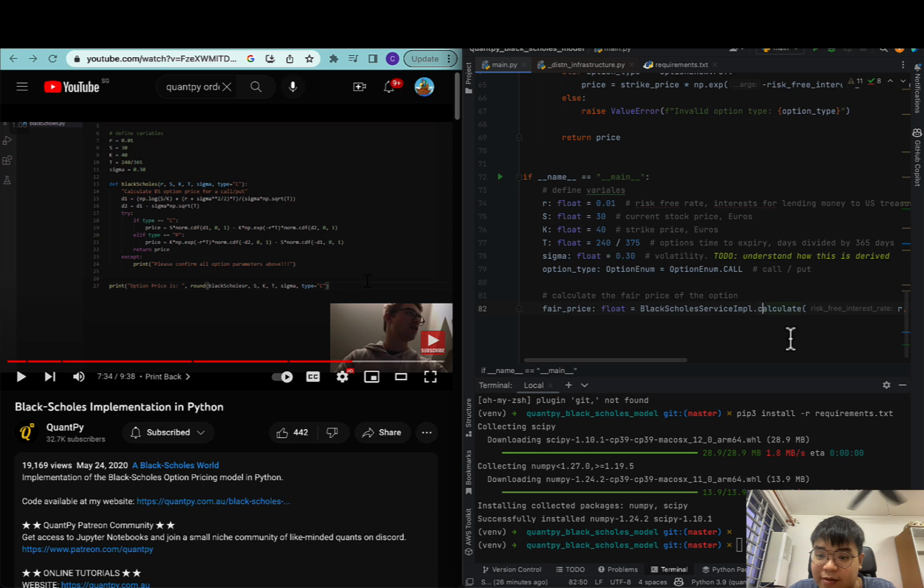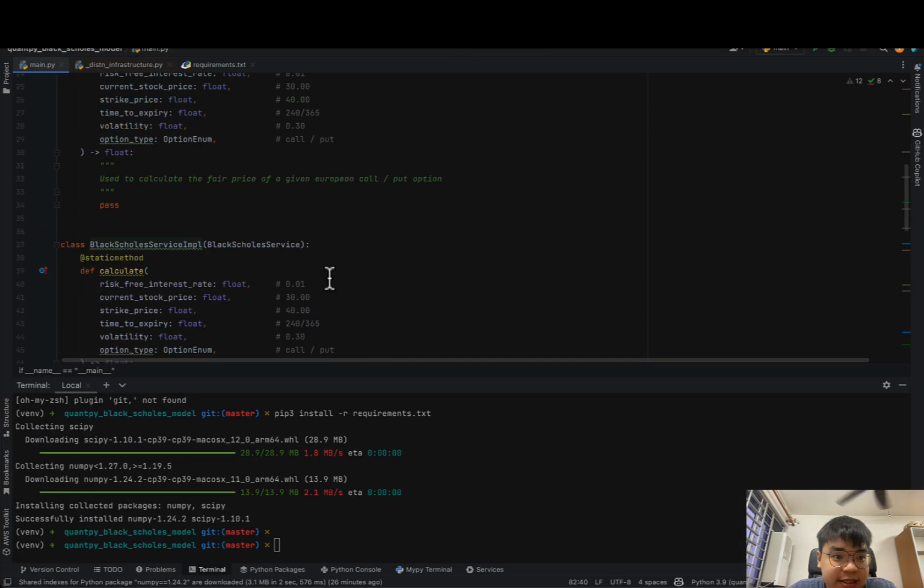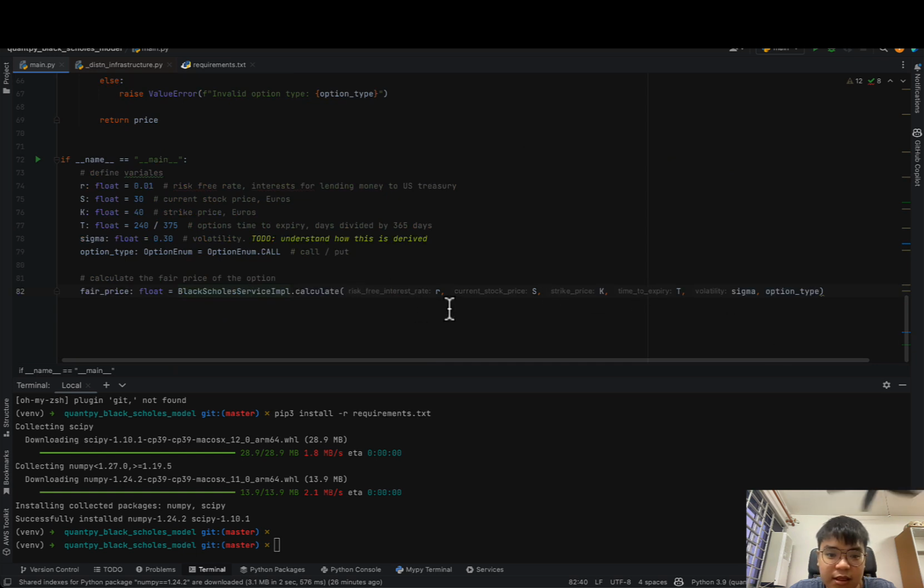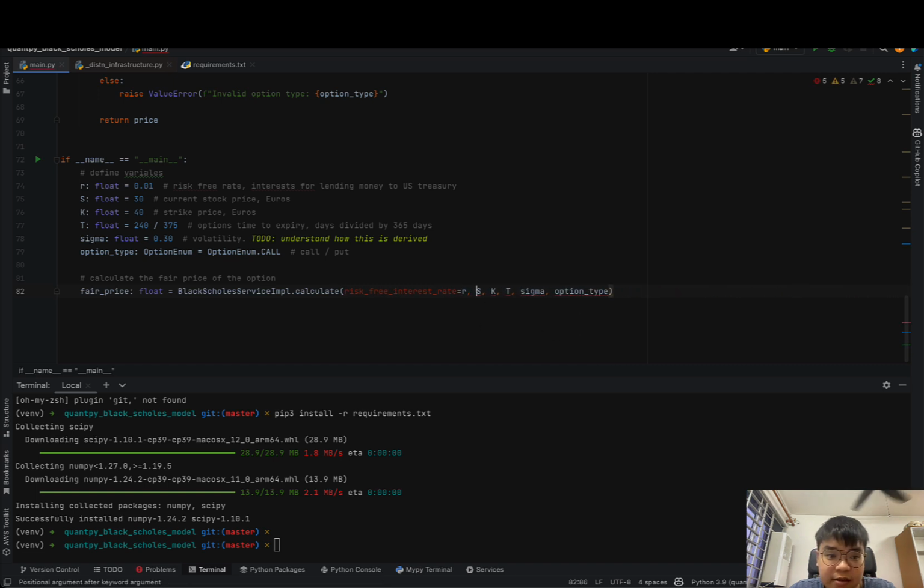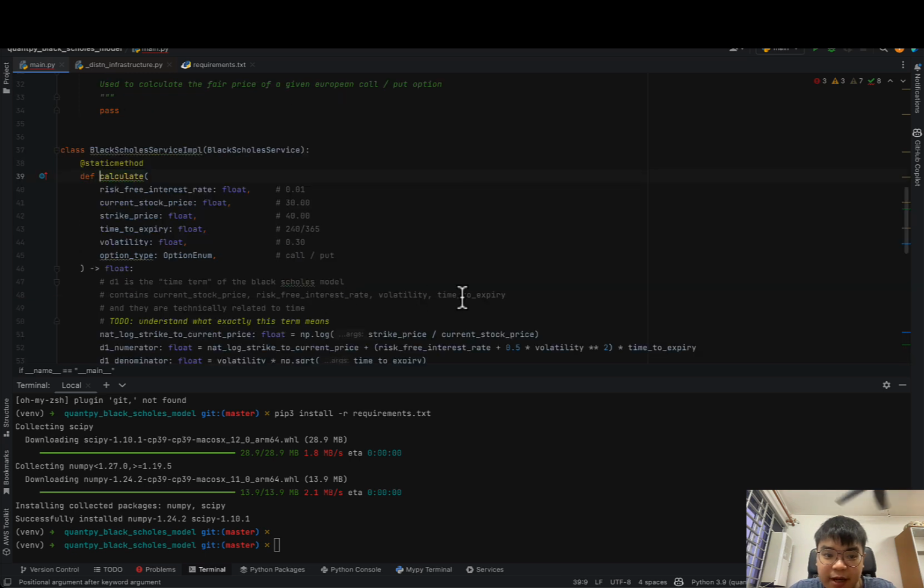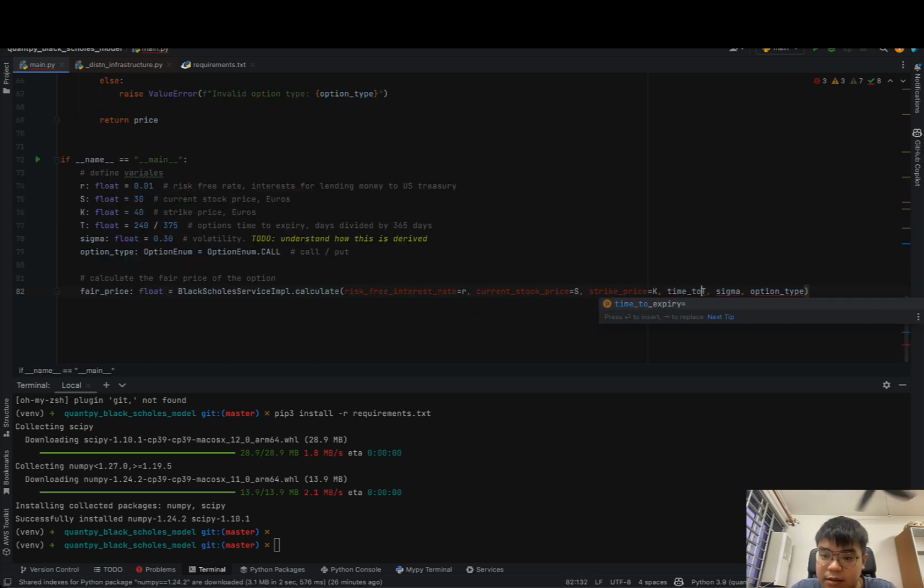So now I have option type here, and we are now going to calculate the fair price given these variables here. So let's try running this. Risk-free interest rate equals to R. Current stock price equals to S. Strike price equals to K. T is time to expiry. Sigma is volatility, and finally option type.